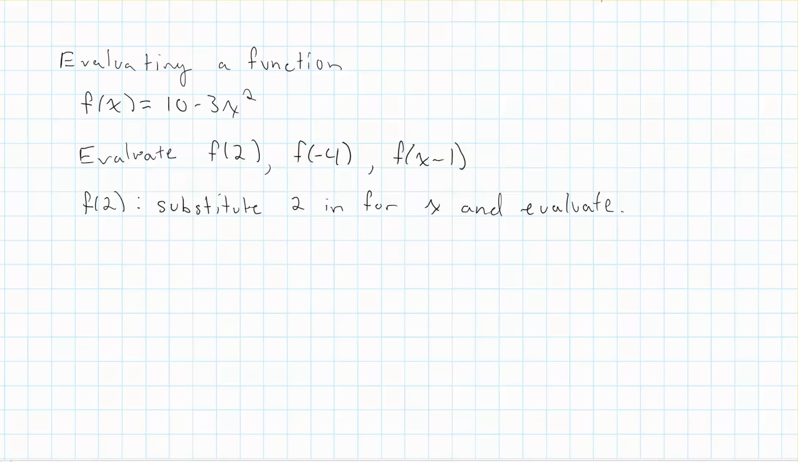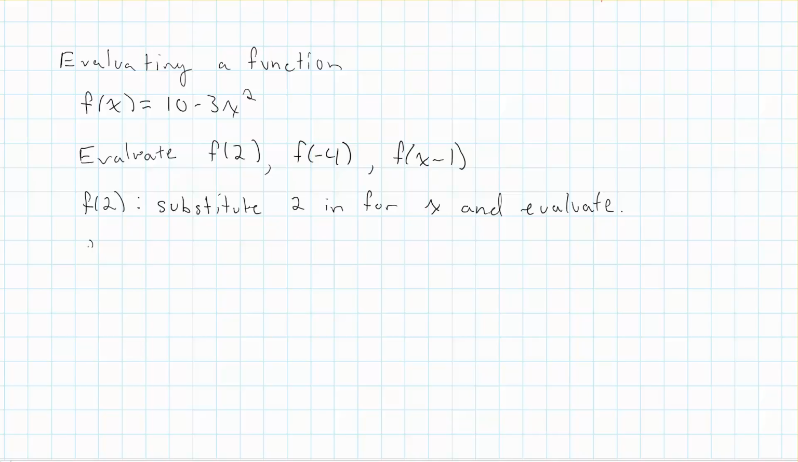So we've clearly done this before. If you had, for instance, instead of f at x, y equals 10 minus 3x squared, we've plugged in values for x to compute y. We're doing the exact same thing here, we're just using slightly different notation. So f at 2 is just simply substituting 2 into this equation and then evaluating.